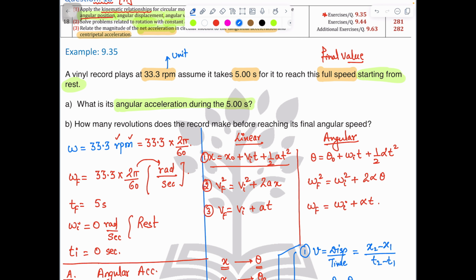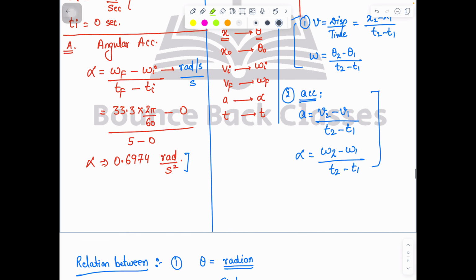Okay, now what is the second part? How many revolutions? This is something interesting. How many revolutions does the record make before reaching the final angular speed? How many revolutions means you have to find out how many times it keeps on moving, keeps on moving. Yes or no? Okay, part B, that is the easy one.